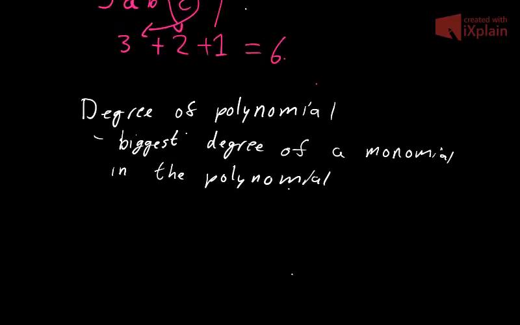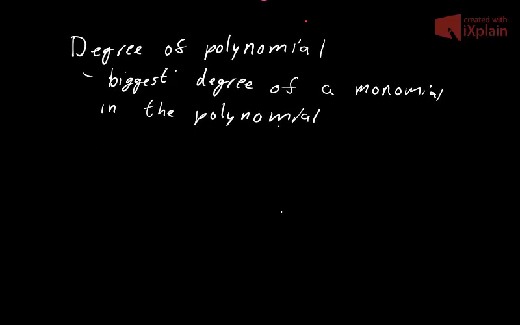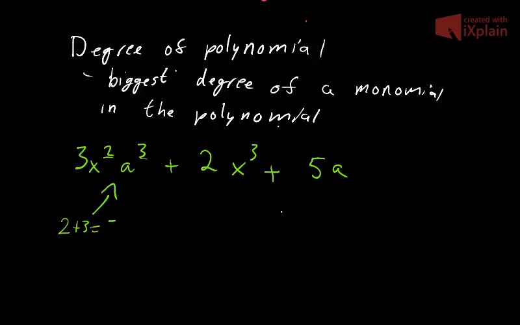So we'll do a quick example of this just so you'll see what that looks like. We're looking for the biggest degree of a monomial in the polynomial. So if I have 3x squared a cubed plus 2x cubed plus 5a, this right here has a degree of 2 plus 3, 5. This has a degree of 3, and this has a degree of that 1 that we don't always write. So this one is going to be the biggest monomial, biggest degree.